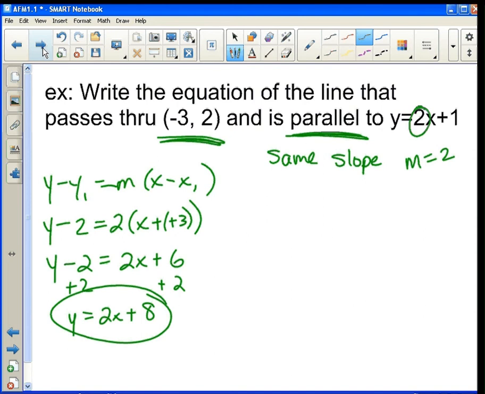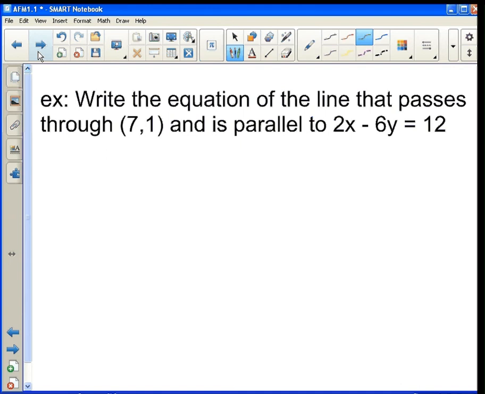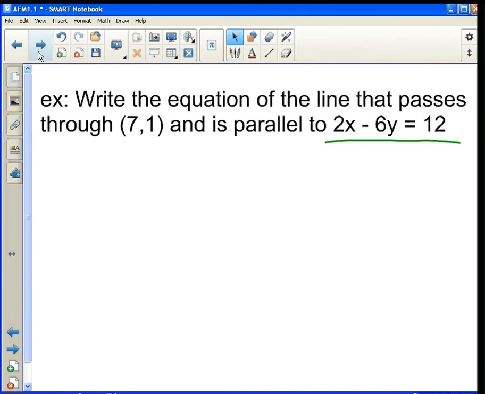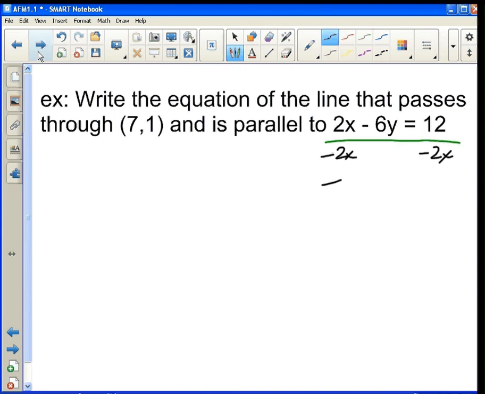This example is almost the exact same thing, but it's got a little bit of a twist. Our parallel line over here is not written in the y equals mx plus b form, so it's not easy to just look at it and tell what the equation would be or what the slope would be. So we're going to have to solve for y, get it in y equals mx plus b form so that we can tell what the slope is. So I'm going to subtract 2x from both sides and get -6y equals -2x plus 12.